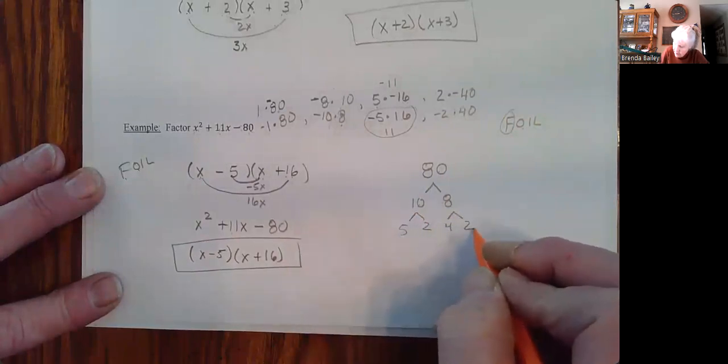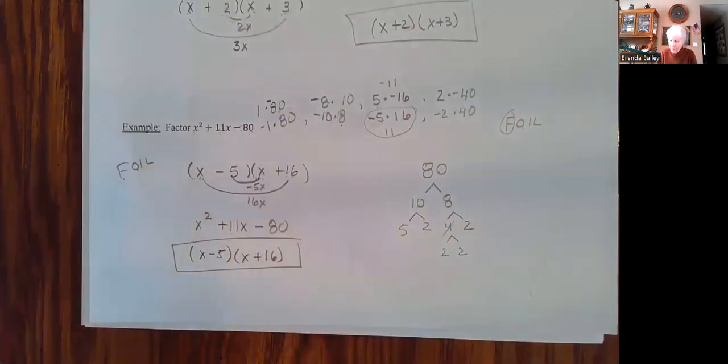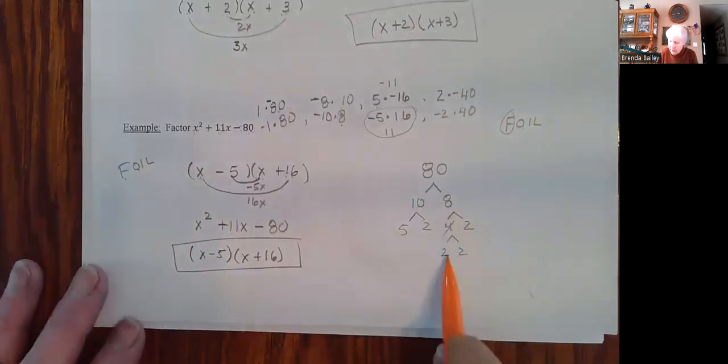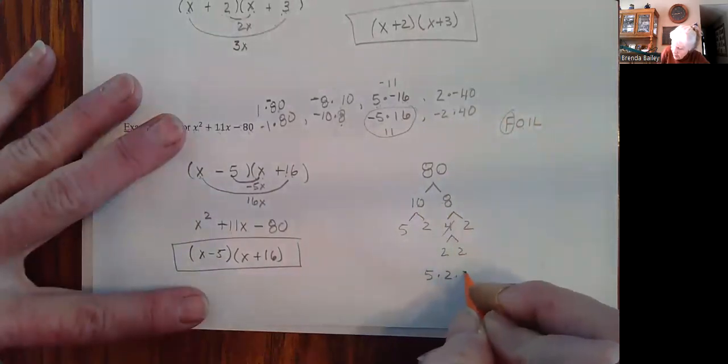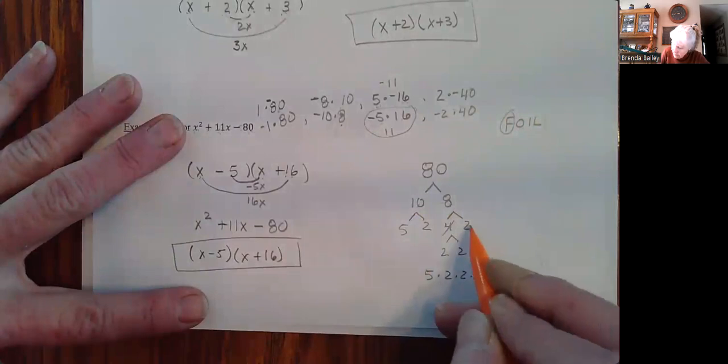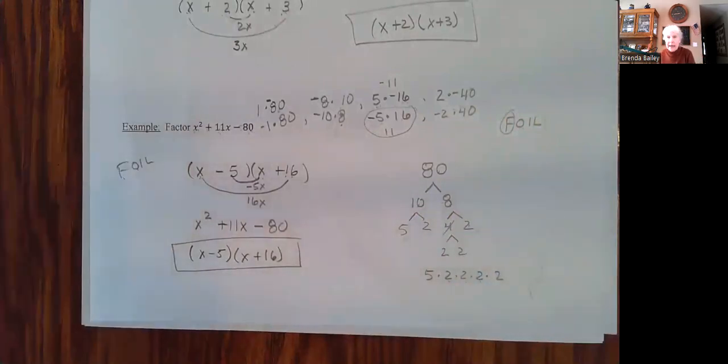4 times 2. And so you break those into primes. 4 times 2 is 8, and then 2 times 2 is 4. So we have this list of numbers, 1, 2, 3, 4, that when I multiply them together, I get 80.